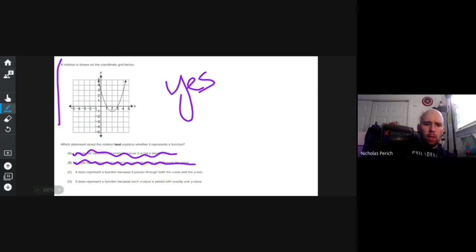Okay. It does represent a function because it passes through both the x-axis and the y-axis. No. It does represent a function because each x value is paired with exactly one y value. That's what the vertical line test means. That's what we learned at the beginning of class in this chapter. So vertical line test means that there's only one y for every x.